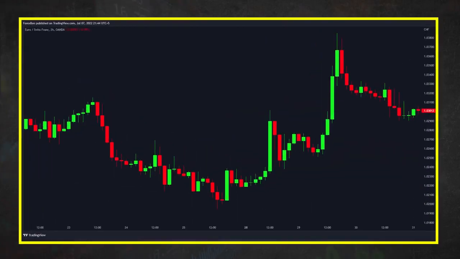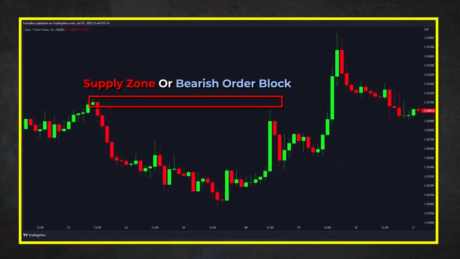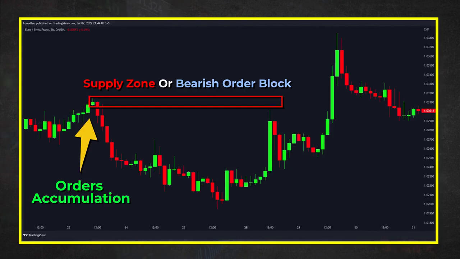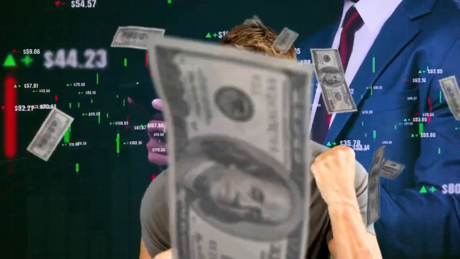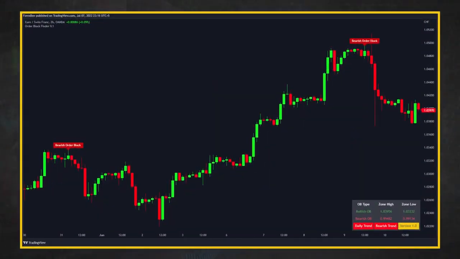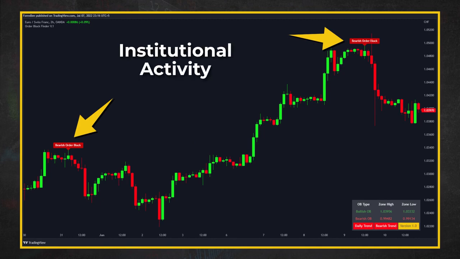Order blocks are special supply and demand zones that show us the accumulation of institutional orders. And we, like retail traders, can benefit enormously from these order blocks. We can refer to order blocks as the trading footprint of big financial institutions.